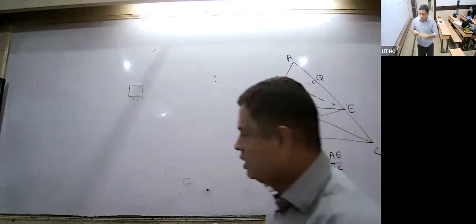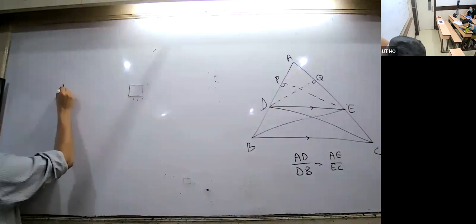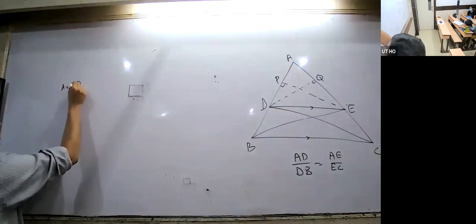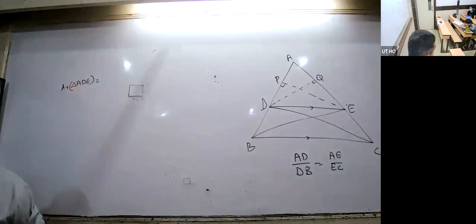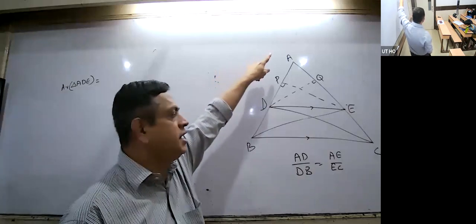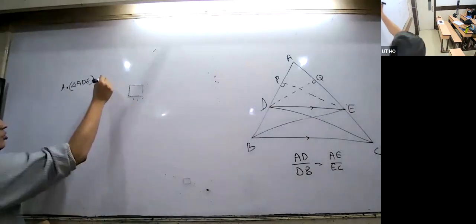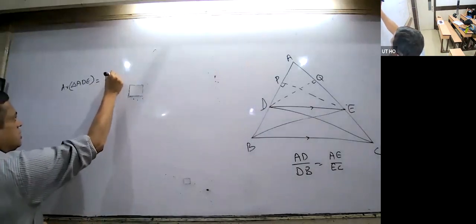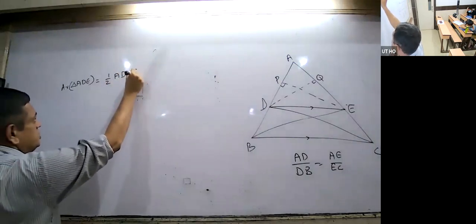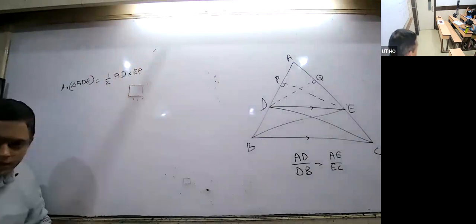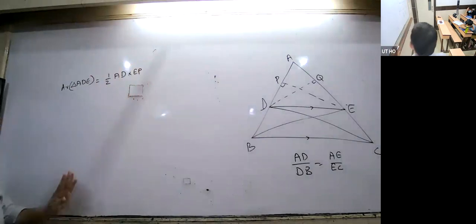The first is the area of triangle ADE. Have you identified the triangle ADE? Base I am going to take as AD. Then the formula is half into base AD into height DP. Half base into height. All of you followed?